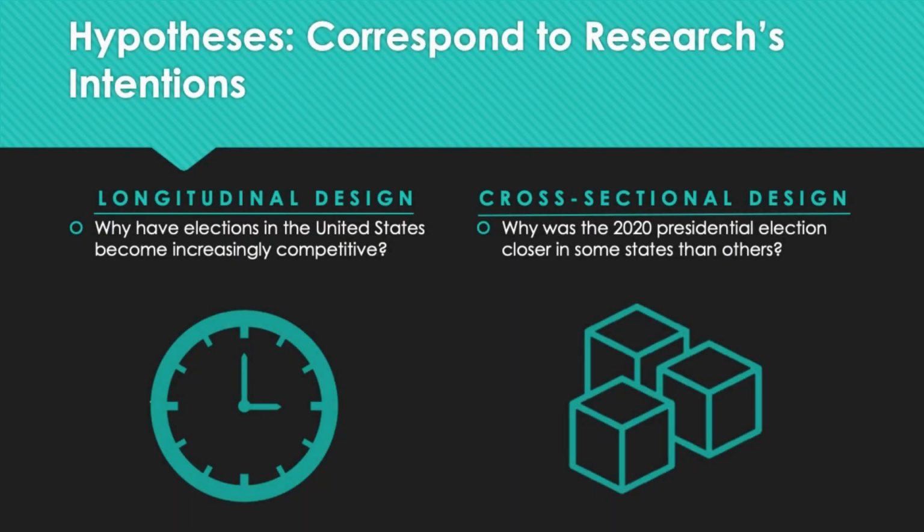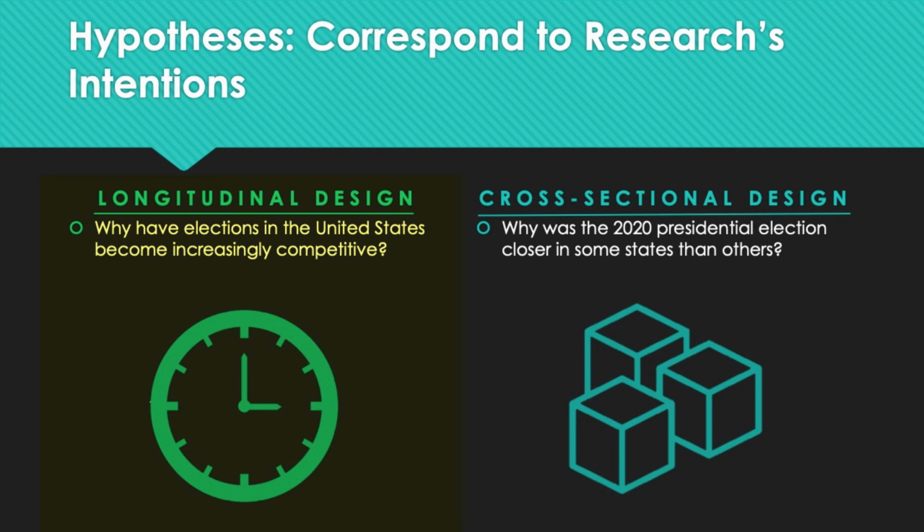All right, fifth, good hypotheses should correspond to the researcher's intention. And this might be a little confusing and not immediately apparent what exactly it means, but this is probably one of the most important criteria for students who are just beginning the research process. And like I mentioned during the first week of class, most people are generally drawn to questions that are longitudinal in nature, meaning that we're interested in observing how some particular phenomenon has evolved over time. Like, why are American voters becoming increasingly polarized? Or why have elections become increasingly competitive?